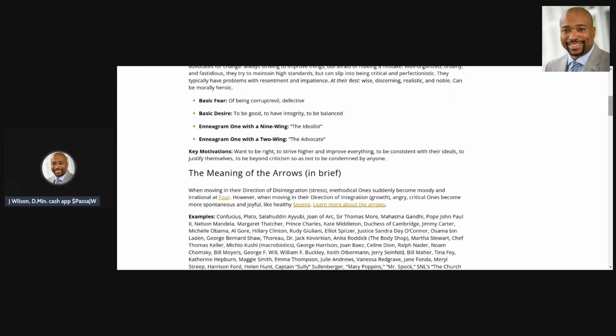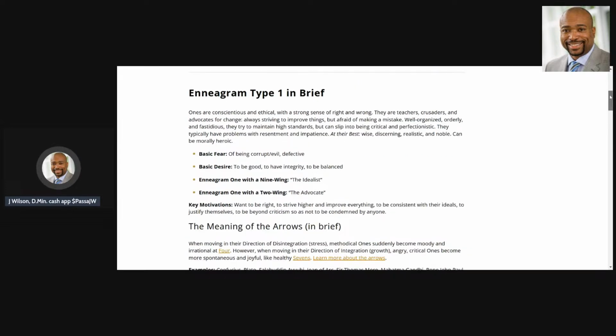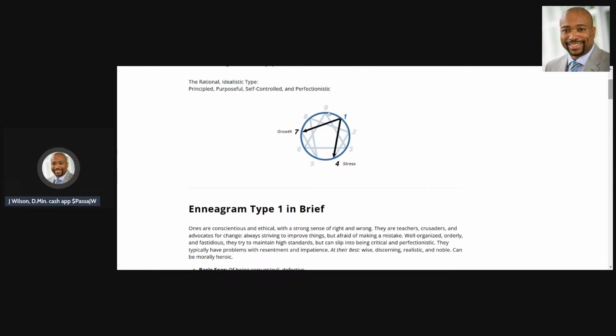Enneagram 1 with a 9 wing is the idealist. Enneagram 1 with a 2 wing is the advocate. And as you can see, the wings are here. This is the 9 and this is the 2. So these are your wings. Okay.